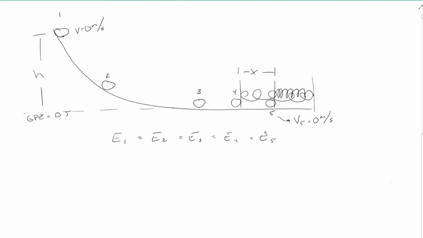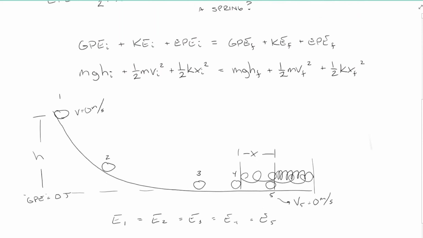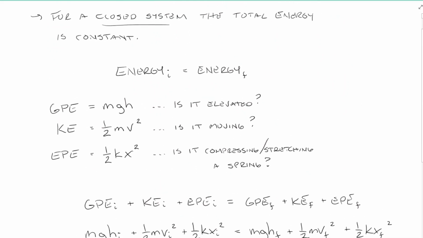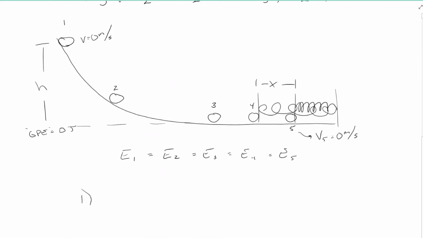So let's look at this object, and let's figure out what kind of energy we have at each location. At each spot, we ask ourselves the 3 questions: Is it elevated? Is it moving? Is it compressing or stretching a spring? Well, at position 1, it's elevated, so we certainly have GPE. Is it moving? Well, we have no velocity, and it's certainly not compressing the spring. So at position 1, we have all GPE.